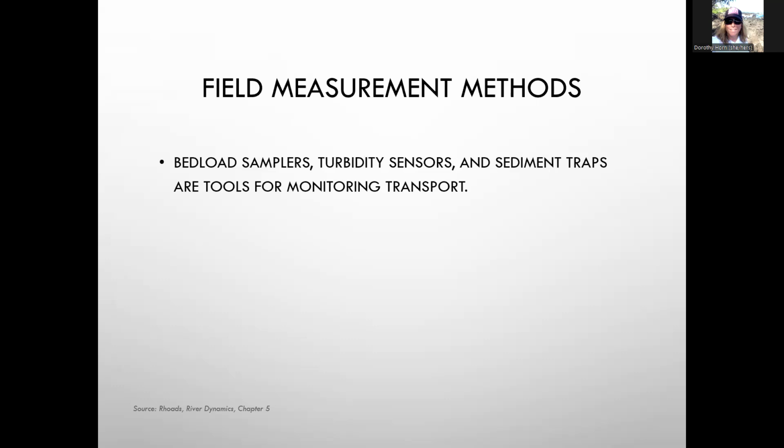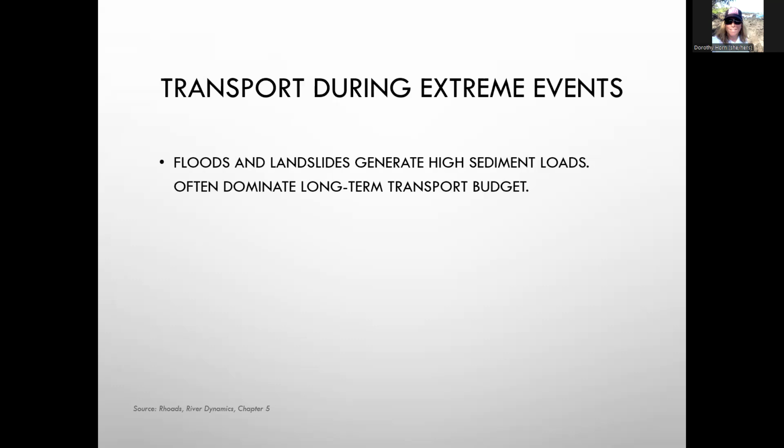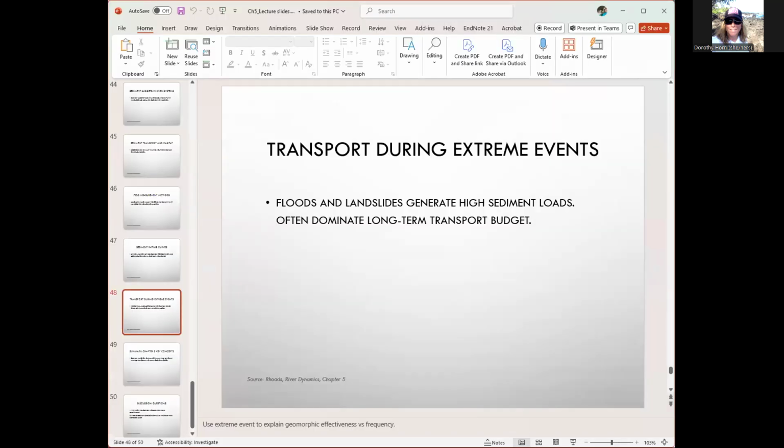We're going to learn how to do field measurements with Dr. O'Hyrick in a couple weeks. So we'll go over more of that then. And we can look at making sediment rating curves. And this just is about long-term monitoring and looking at the different rivers. And we talked about extreme events. And so that's it for this chapter.